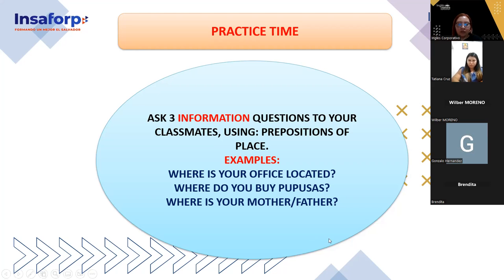Por ejemplo, where is your office located? My office is located in Santa Ana. Okay, where do you buy pupusas? I buy pupusas next to my house. O, si la pupusería está en la esquina, yo voy a decir, I buy pupusas on the corner of my street. En la esquina de mi calle. Okay? O si me dicen, where is your mother? My mother is in her house. Okay? Ustedes van a preguntar ubicación de algo o alguien y la otra persona va a usar una preposición de lugar para contestarles. Solo es una la que van a escribir, una pregunta que le van a hacer a sus compañeros.